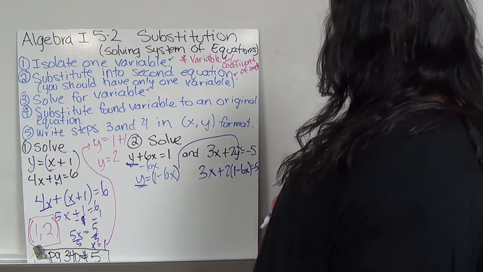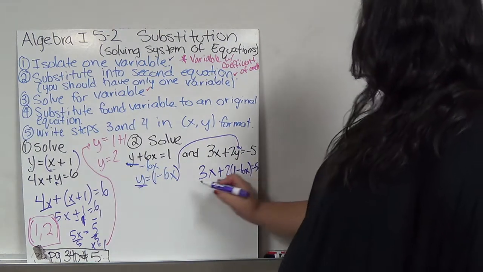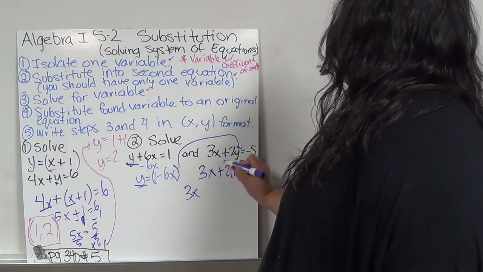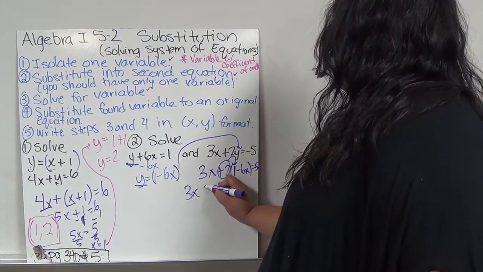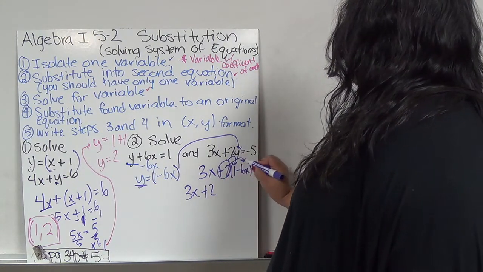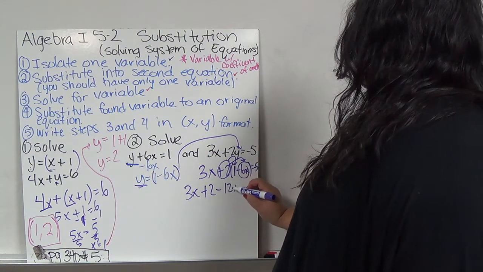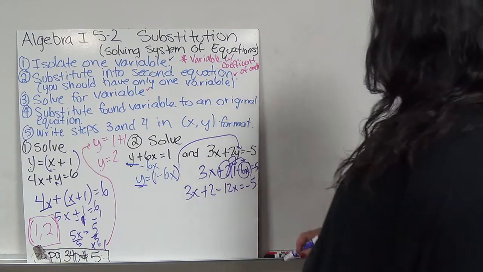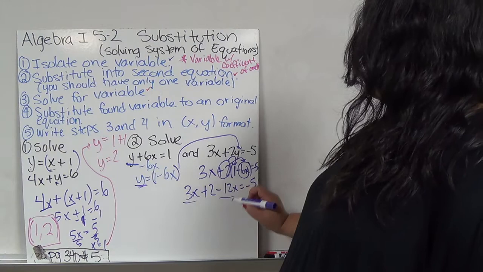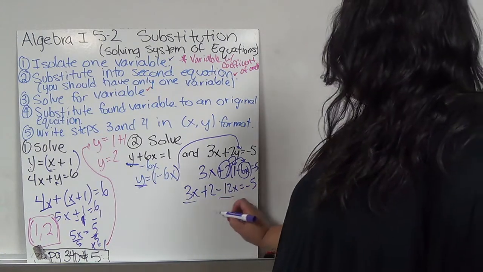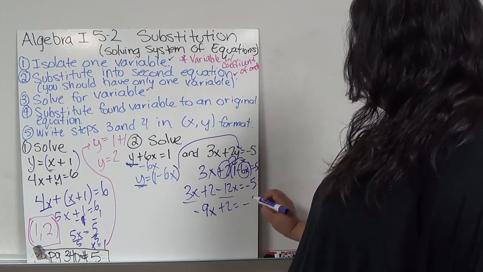Okay? So now I only have one variable, an x, so now I can solve. I'll do 3x. I have to take this 2 and distribute it. So 2 times positive 1 is positive 2. 2 times negative 6x is minus 12x, equals negative 5. Now I'm going to combine like terms: 3x minus 12x gives me negative 9x, and then plus 2 equals negative 5.